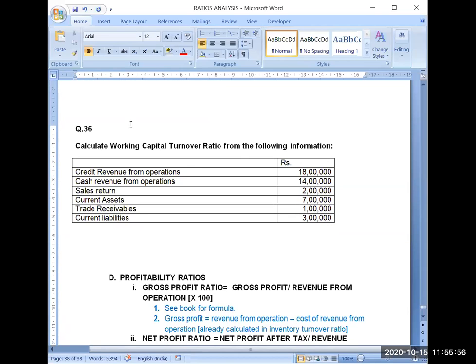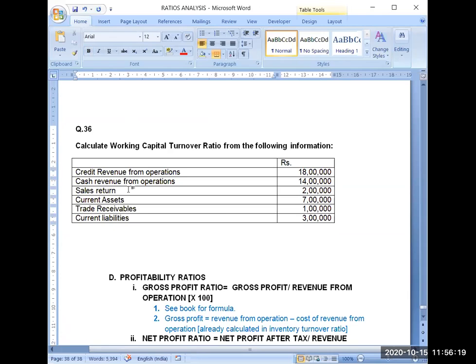It is saying calculate working capital turnover ratio from the following information. This time credit revenue from operation is given, cash revenue from operation is given. So both types of revenue from operation are given, so we can calculate total revenue from operation. Sales return is also given, so we have to deduct sales return. Only then we will be able to calculate revenue from operations properly.